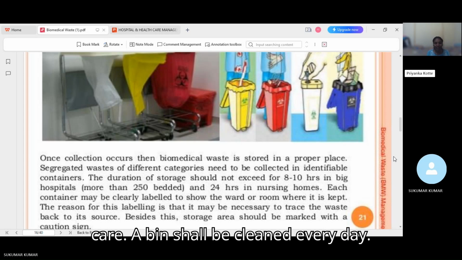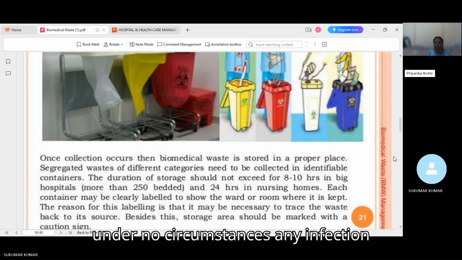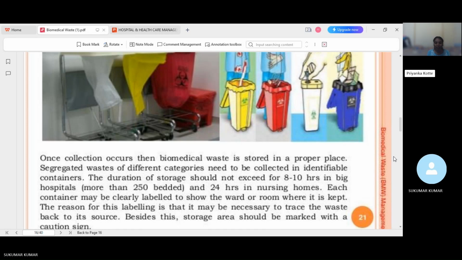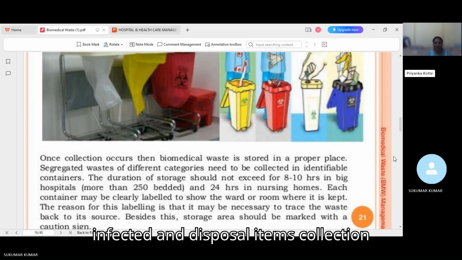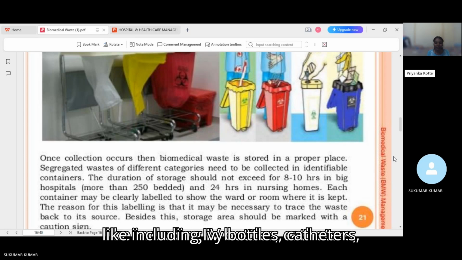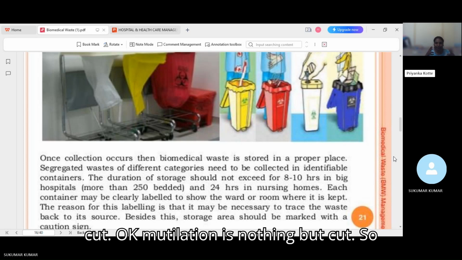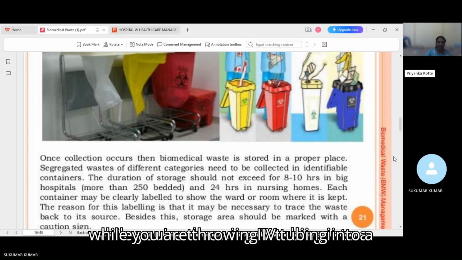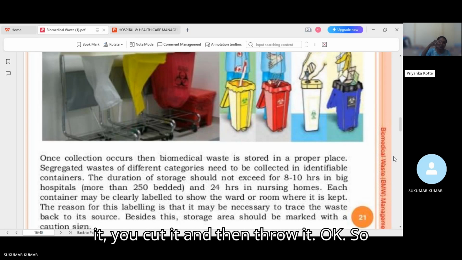A bin shall be cleaned every day. So these bins which you can see in the picture need to be cleaned every day, and under no circumstances should any infected waste be mixed with non-infected. So no matter what, never mix the infected waste with the non-infected. And disposable items collection, including IV bottles, catheters, rubber gauze, should be undertaken when they have been mutilated. Like you have to cut. Okay, mutilation is nothing but cut. So while you're throwing an IV tubing into a red bin, make sure that you mutilate it, you cut it and then throw it.